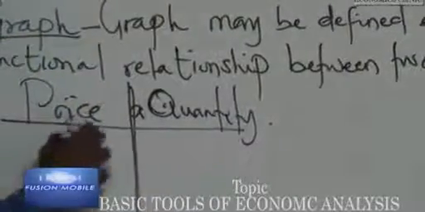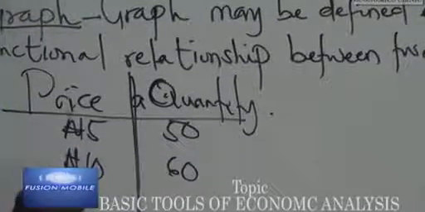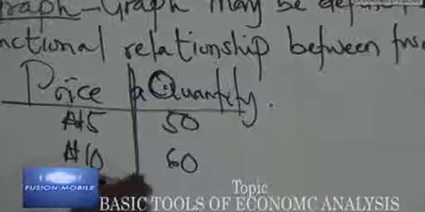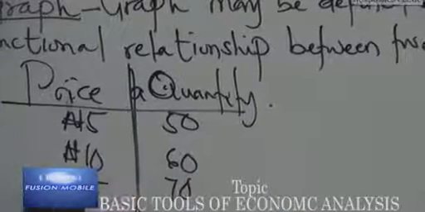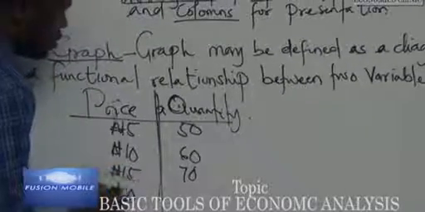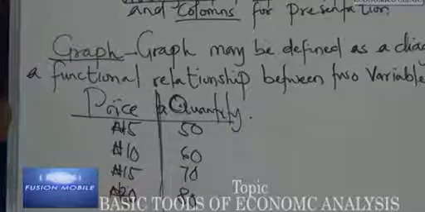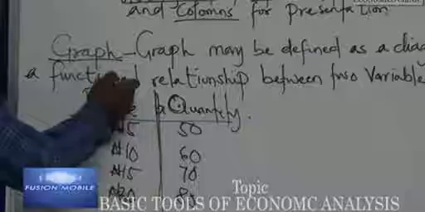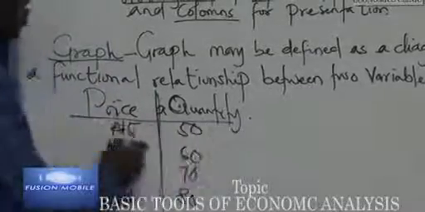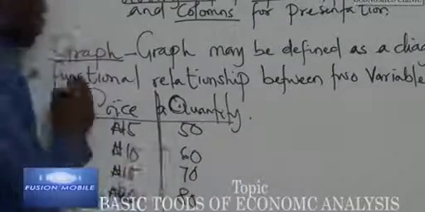Let's say 5 naira, 50 quantity, 10 naira, 60 quantity, 15 naira, 70 quantity, 20 naira, 80 quantity. Here we can see that these are columns and rows. So this information is prepared on a table. This is a table. This is an example of a table.